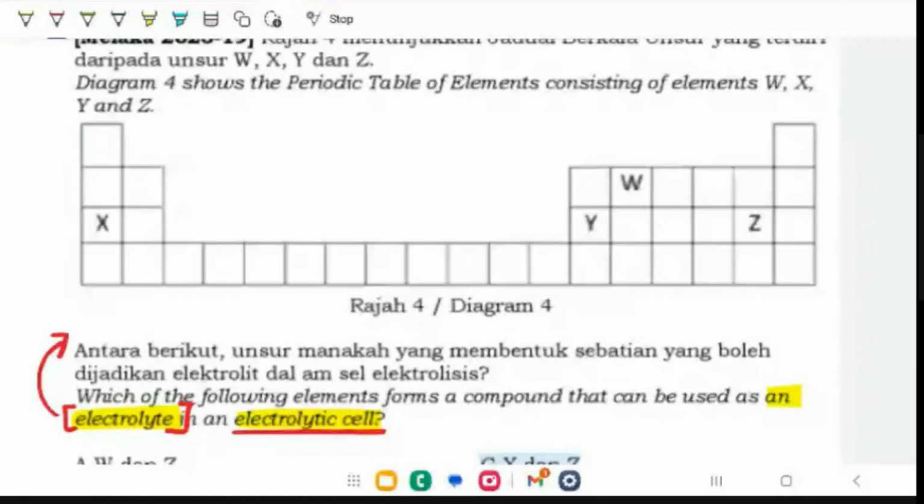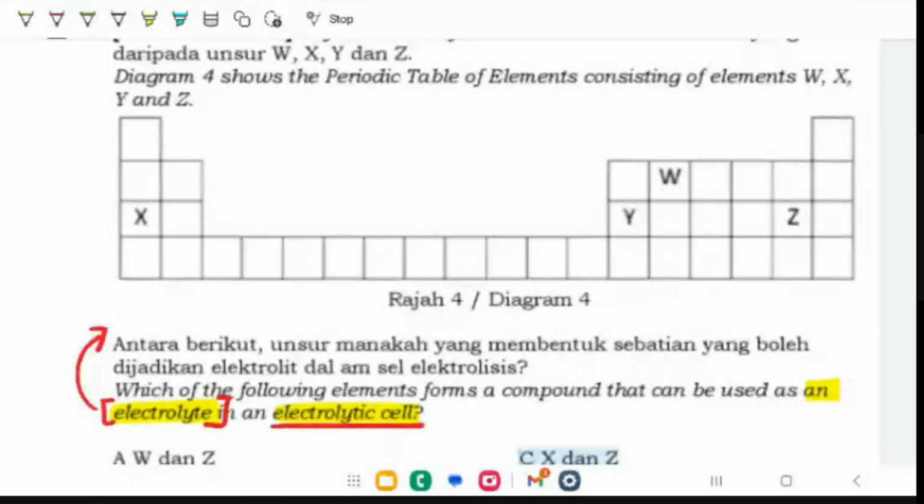Okay. So class, why can it conduct electricity in molten state? It has what? You can type in the chat box. What is the keyword? It can conduct electricity. It is an ionic compound. Okay, it has what? Freely moving what?